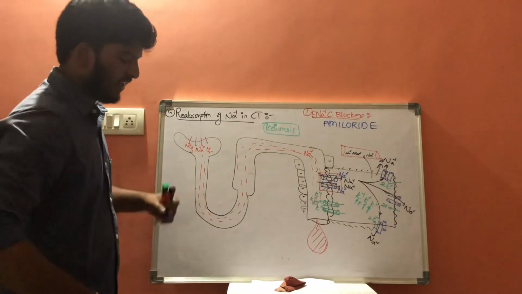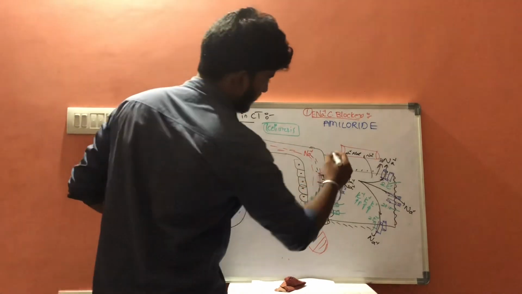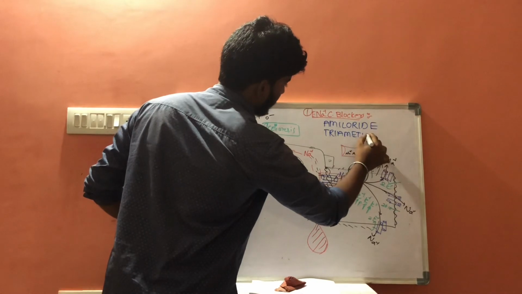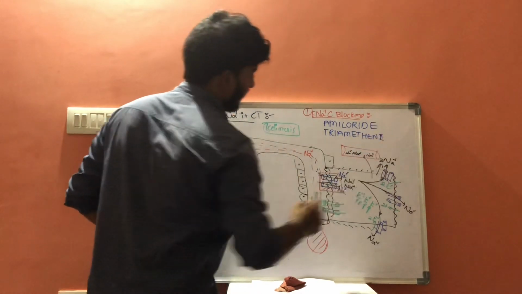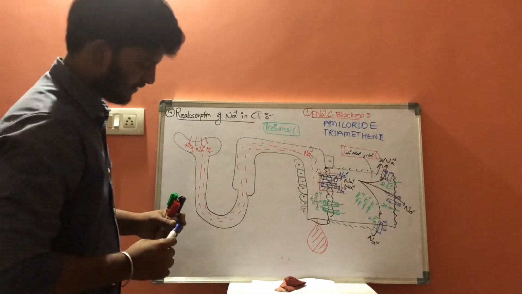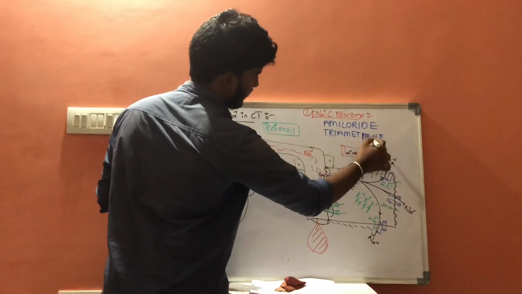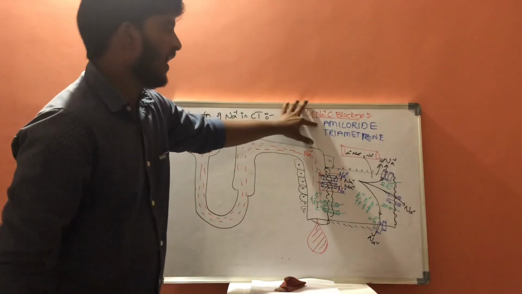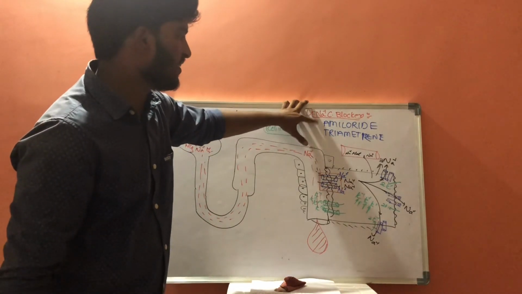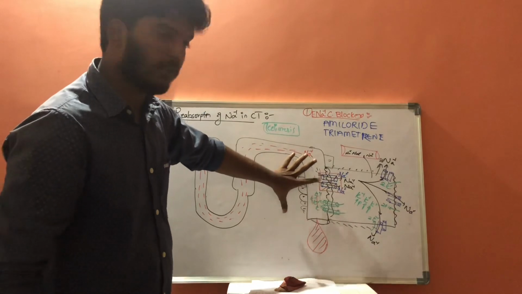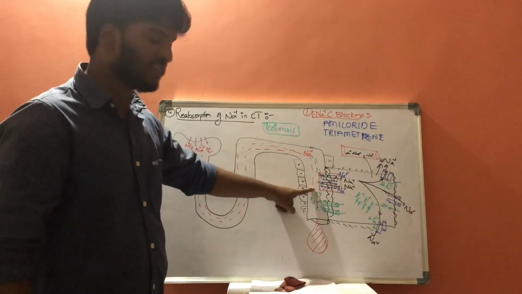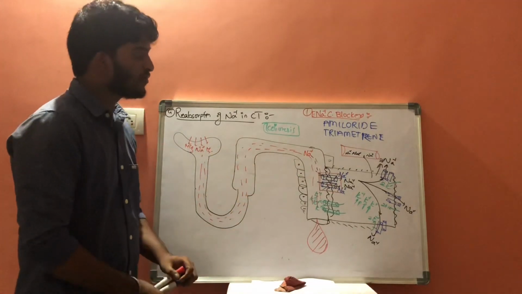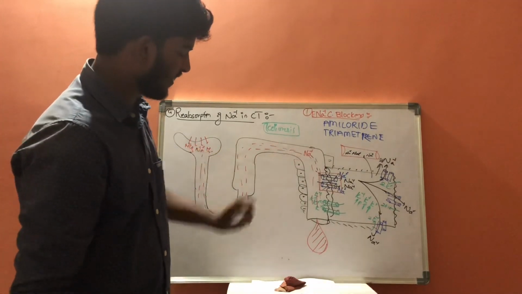And the next one is triamterene. Amiloride and triamterene, so these are the two drugs which work on the sodium channels and inhibit the function of the sodium channels. So these are the special group of drugs.